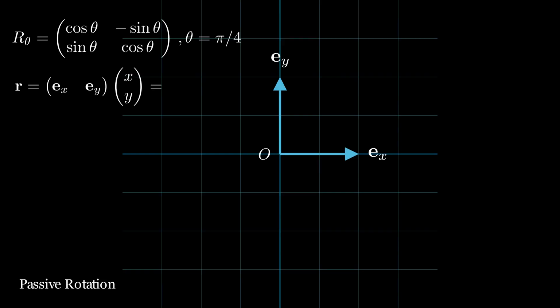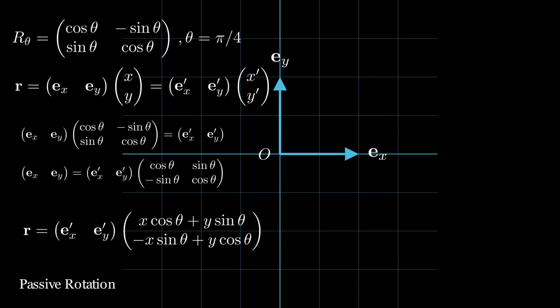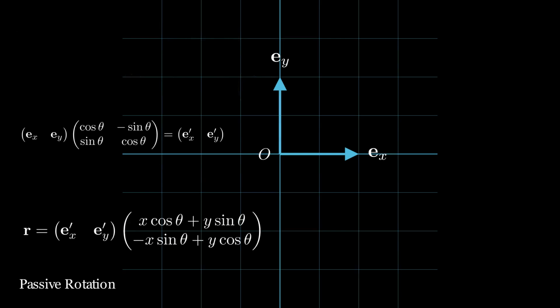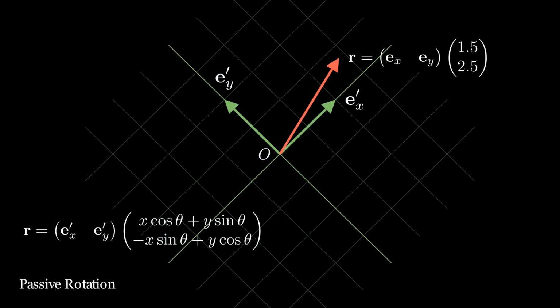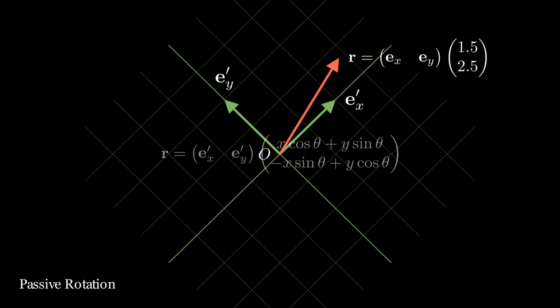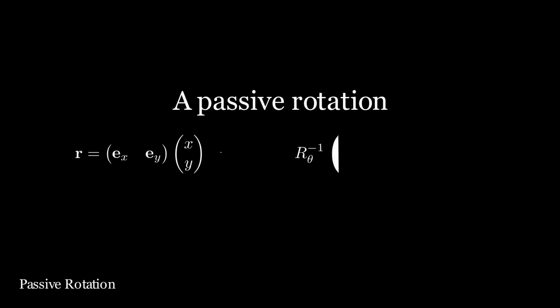Next, let's look at the passive rotation. Just like in the case of scaling, we have the following equality. The components measured in the new basis behave as shown in this animation. This is what we call a passive rotation.